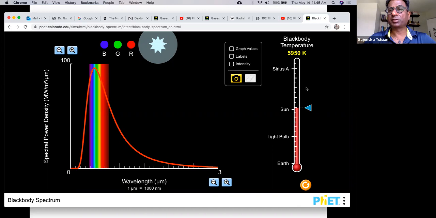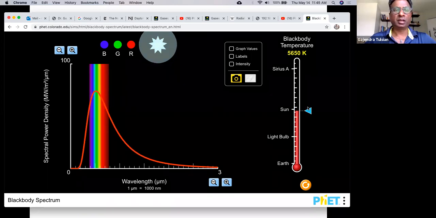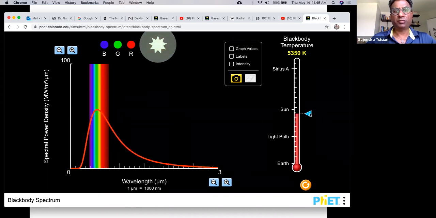Okay, so there's the temperature. As I said, the sun's temperature is about 6,000 degree Kelvin. That's the surface temperature. And what that tells you is, for this wavelength, that is the intensity emitted. For this wavelength, that's the intensity emitted, the red graph. So here's the thing to notice about this. Watch the temperature as I move the scale up and down. For every temperature, this graph is unique.